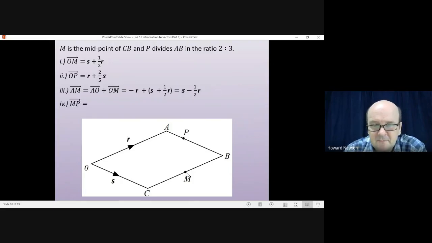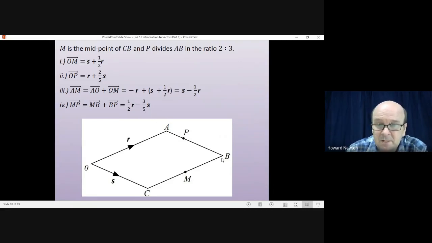And then lastly, the vector from M to P, well, this is the most confusing one. The way I'll go there is I'll go from M to B first of all, and then from B to P. Well, M to B, that's half of this, so it's half of the vector R. And then from B to P, it's going to be 3/5 of the vector from B to A. Now, a half of R for the first bit is okay, and then 3/5, we need to be a little bit careful, it's minus 3/5 of S, because S would be the vector from A to B, and I'm going backwards. I'm going from B to A.